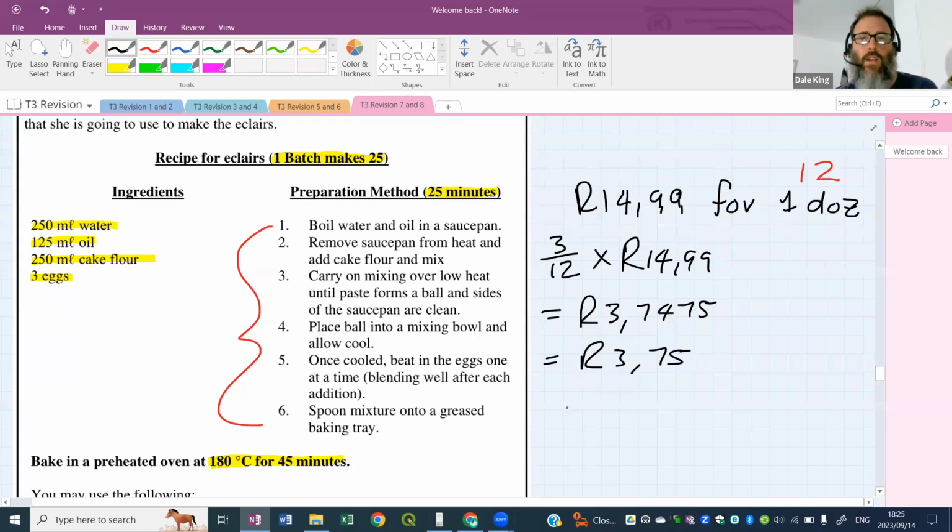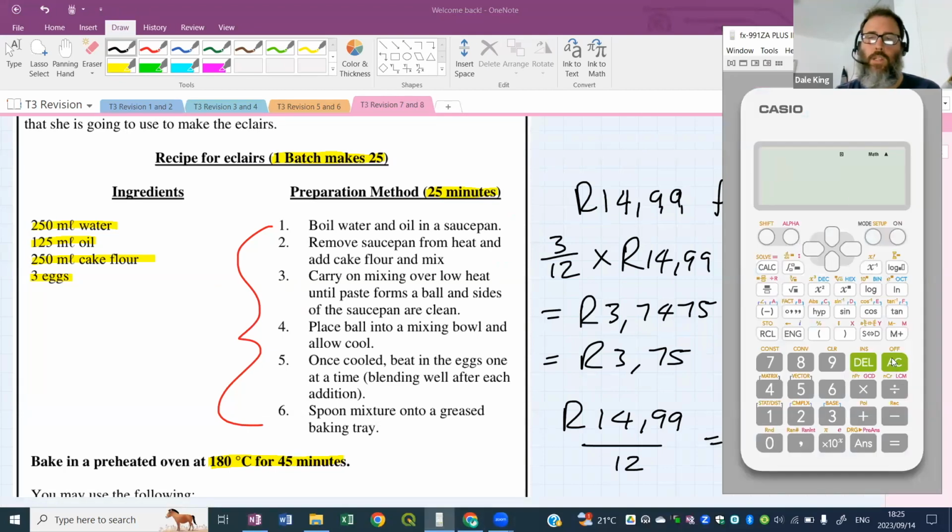So saying I need 3, I've paid for 12, which is $14.99. So how much does it cost for my 3? Well, it's 3 out of 12, which is a quarter. 3 over 12 is a quarter. So what is 1/4 of $14.99? There we go, 3.75. Another way to do it is to divide your $14.99 by 12 to get a price for 1 egg, per egg.